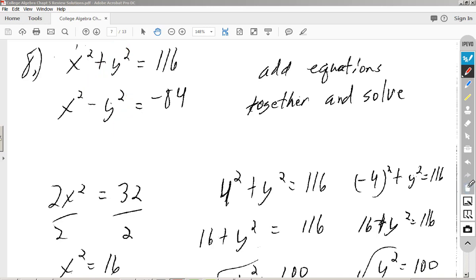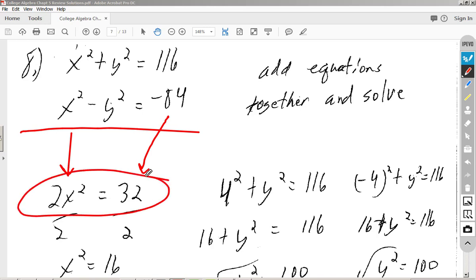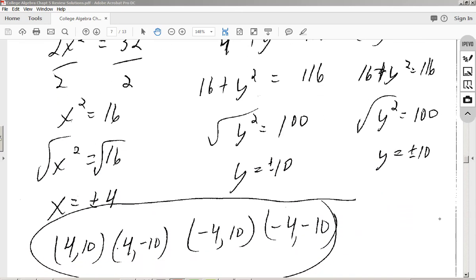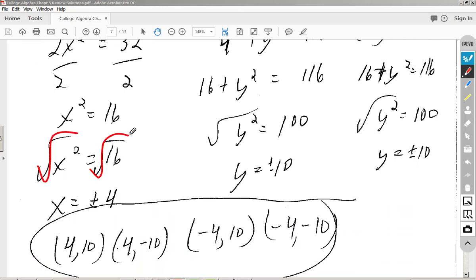So adding those together, I've got x squared plus x squared. That's going to give me my 2x squared. Y squared plus negative y squared is 0. And then I take 116 plus negative 84, I'm going to get 32. And my equation is 2x squared equals 32. I'm going to divide both sides by 2. And I get x squared equals 16. Now that I know that x squared equals 16, taking the square root of both sides, the square root of x squared, the square root of 16, I get both positive and negative 4.